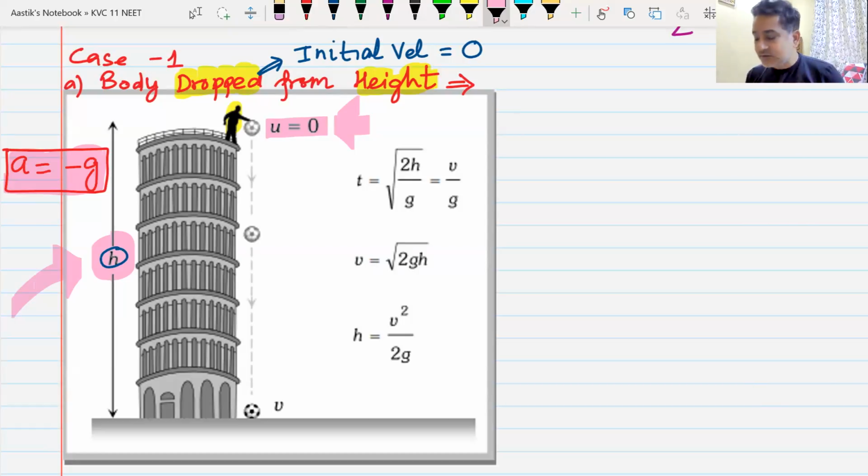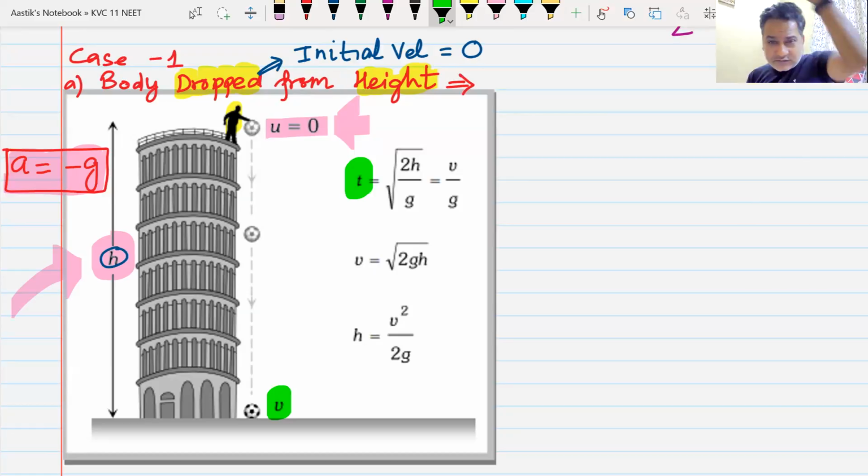What is not known to us? Can you tell me what are the things they can ask us in the question? What are the things that are not known to us in this particular question? There are two things that can probably be unknown to us. The first thing is time. How much time it takes to fall. That is one unknown. And the second thing that is unknown is v, the velocity with which it touches ground.